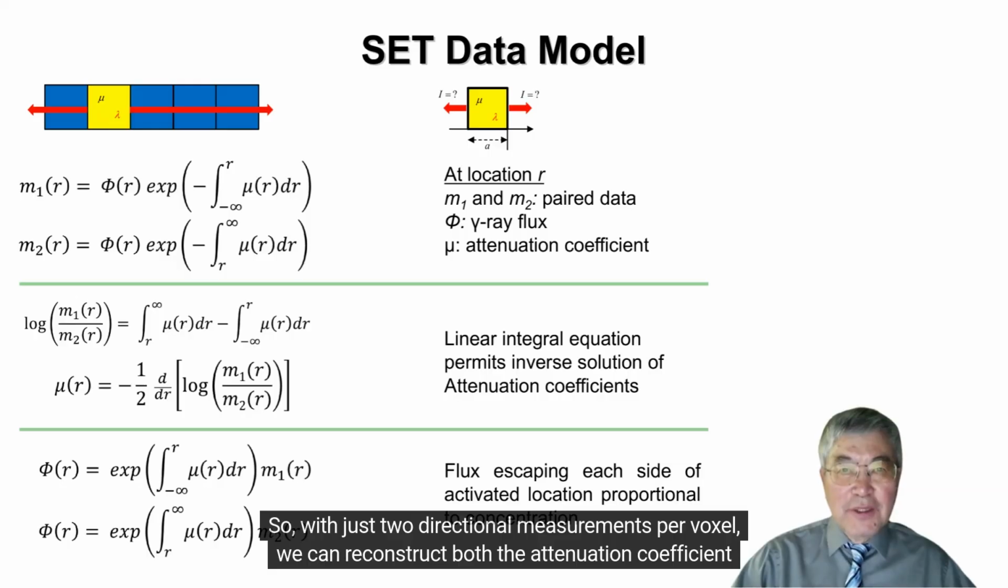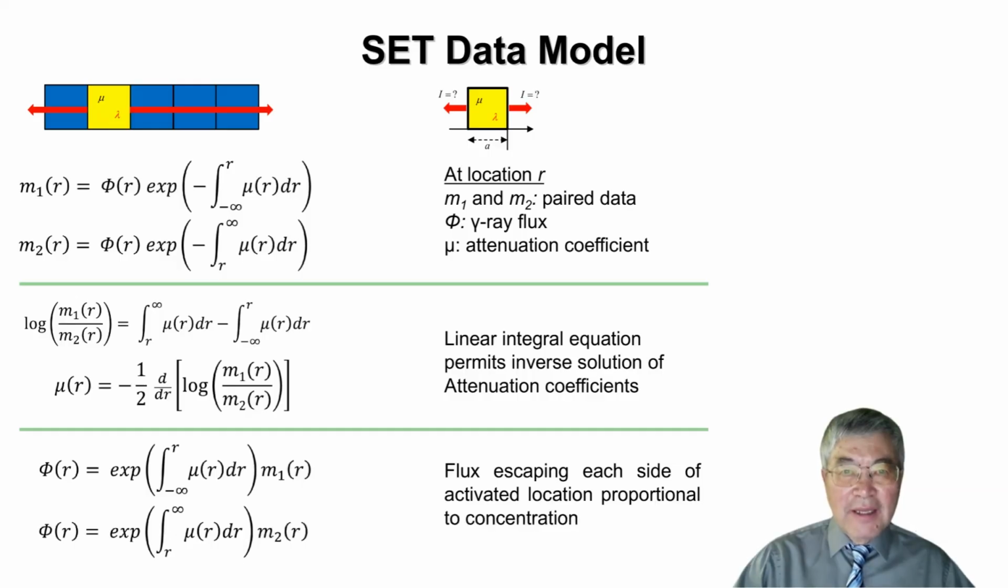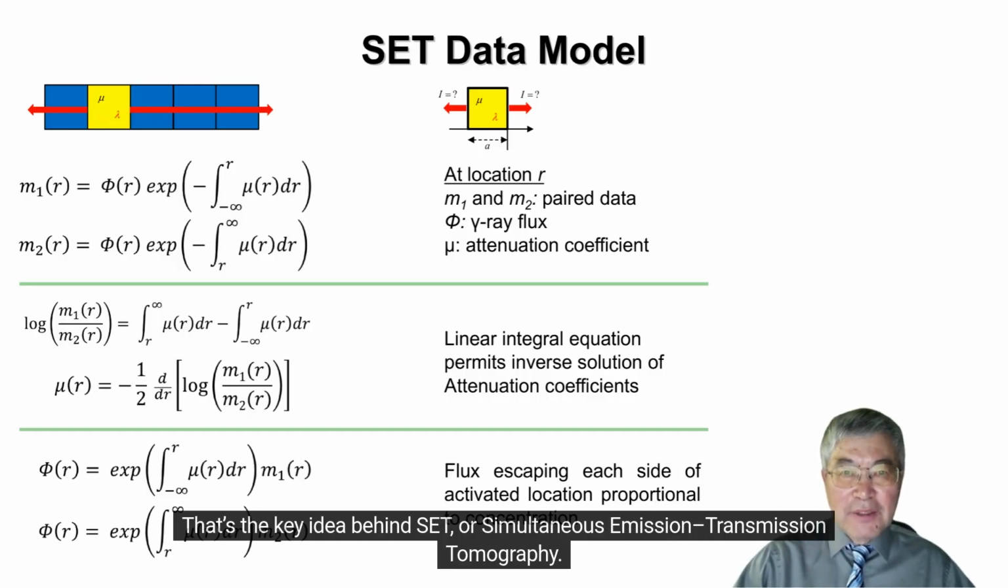So, with just two directional measurements per voxel, we can reconstruct both the attenuation coefficient and the tracer concentration, achieving simultaneous emission and transmission tomography in a single scan. That's the key idea behind SET, or simultaneous emission-transmission tomography.